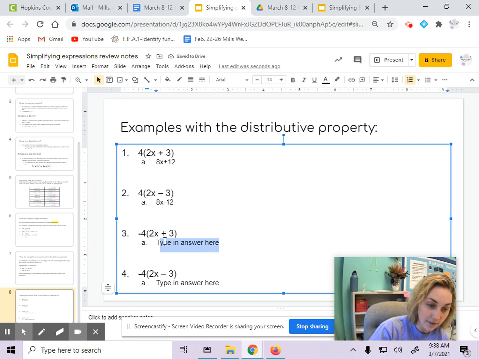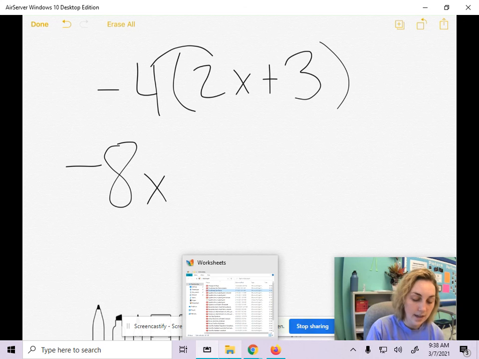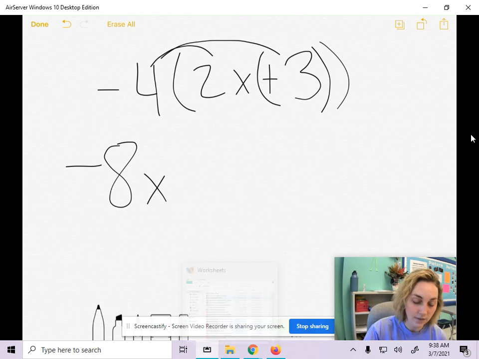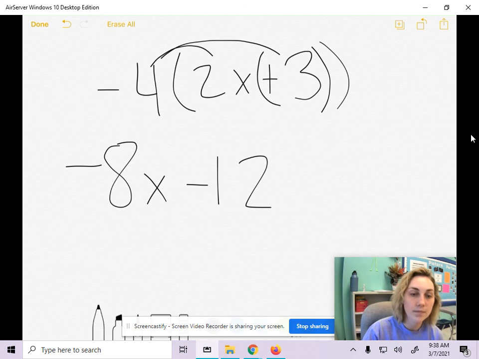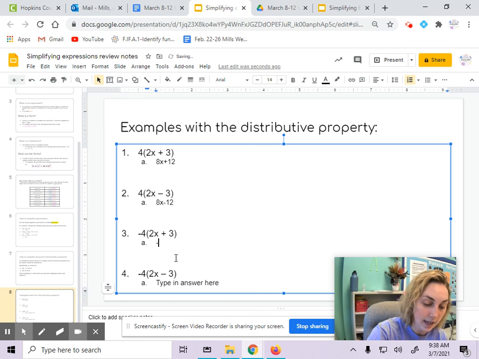All right, so this time we have negative 4. We're going to multiply that by 2x plus 3. Same thing. Negative 4 times 2x, well, negative times positive is going to give me a negative 8x. And then negative 4 times positive 3 is, again, going to give us a negative, and that'll give us a negative 12. So that'll be my final answer. We cannot simplify that further. So what we have here is negative 8x minus 12.